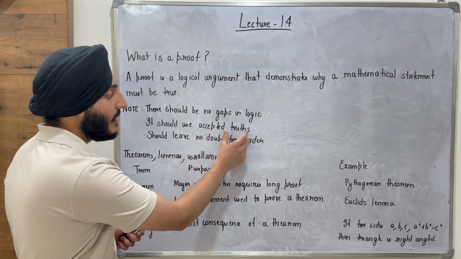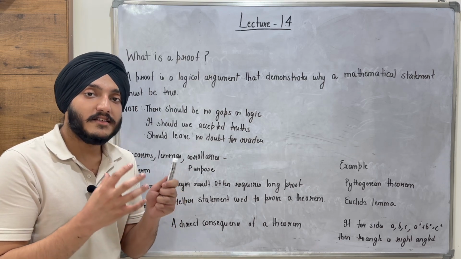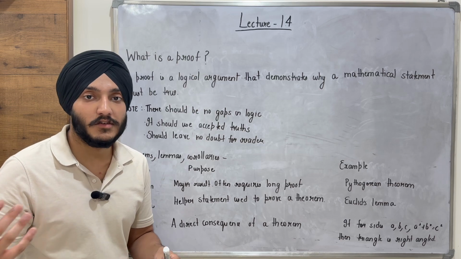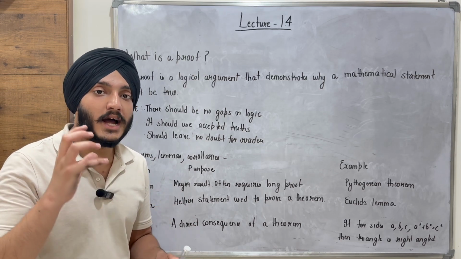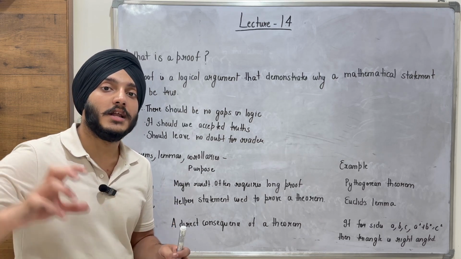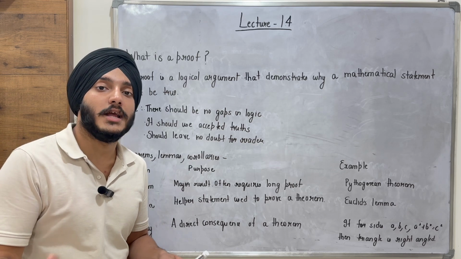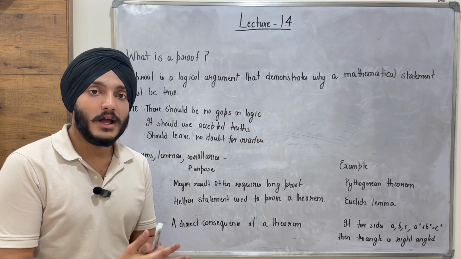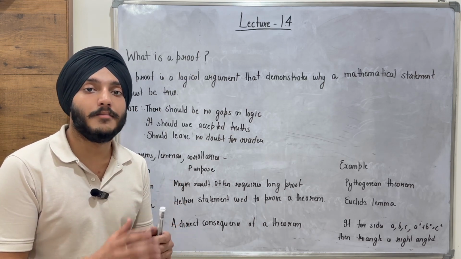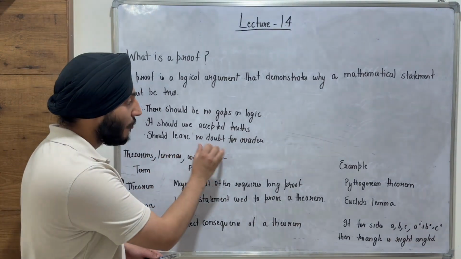It should use accepted truths. Whatever other mathematicians agree on or other physicists agree on, I need to make sure that I use those truths to build my proof. I cannot just form another truth value that I consider to be true and then use that in my proof. I need to make sure that I'm using statements that have already been proven and are accepted throughout the community.